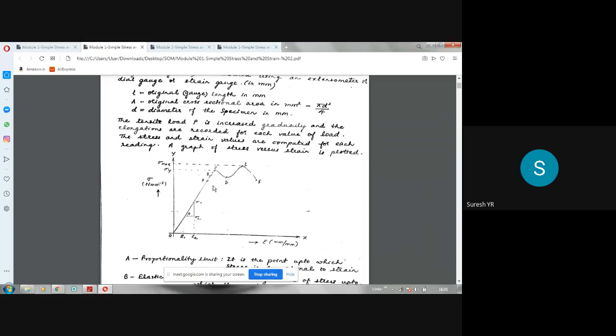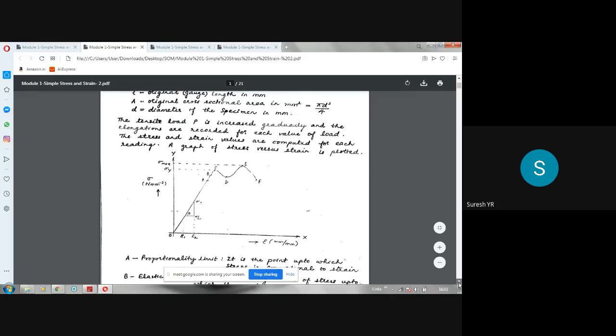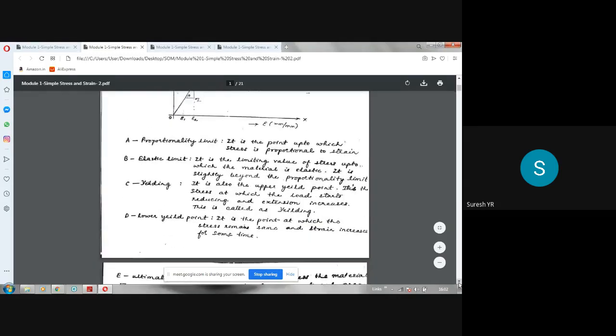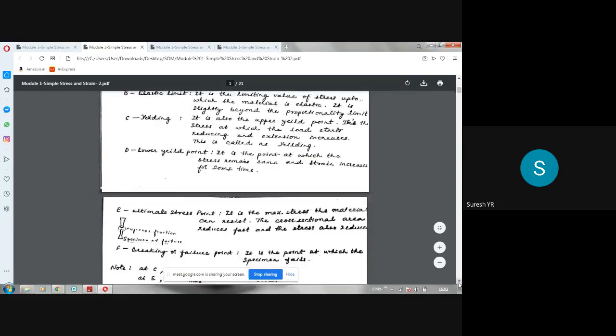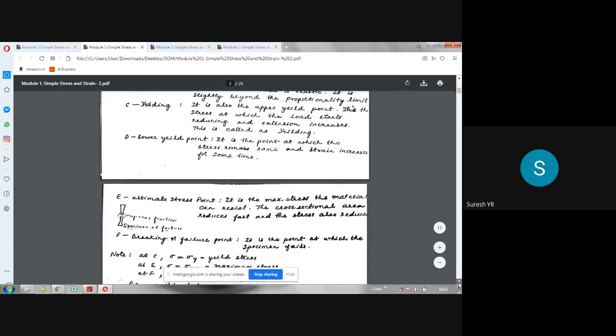Here there are different points. A is called the proportionality limit, B is called the elastic limit, C is the upper yield point, D is the lower yield point, E is the ultimate point, F is the breaking point. So this is a typical stress strain curve got for mild steel when it is subjected to a tension test in the laboratory. Actually, this experiment is done in the lab.